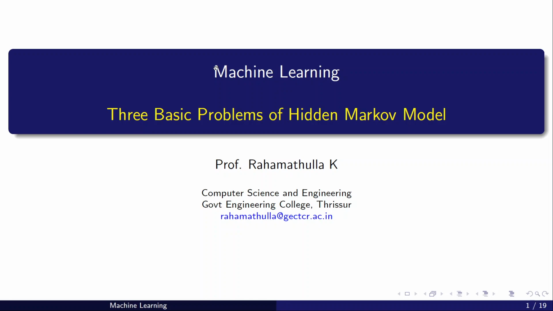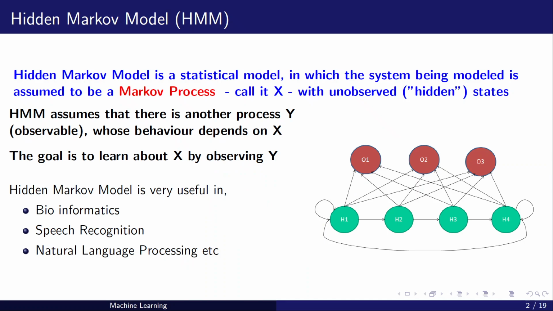In this lecture, we will see the three basic problems of hidden Markov model, or the three basic problems which can be solved by using an HMM. A hidden Markov model, or HMM, is a statistical model in which the system being modeled is assumed to be a Markov process, or a stateless process. Given the present, the future can be computed without considering any past. So if you have the present value with you, all the past values can be discarded.